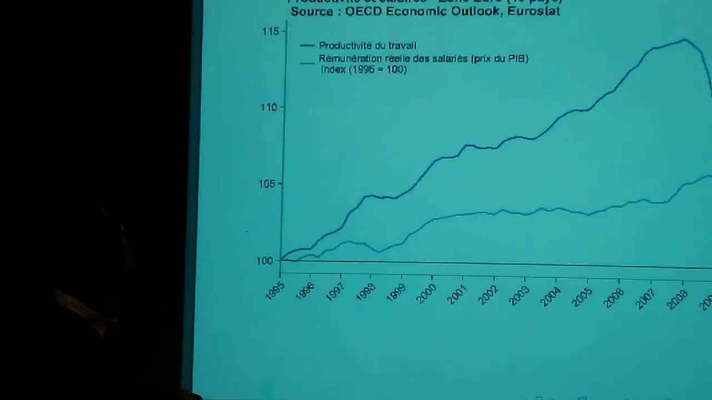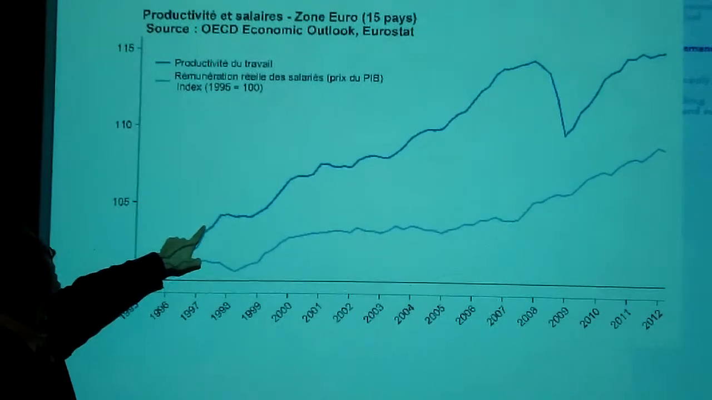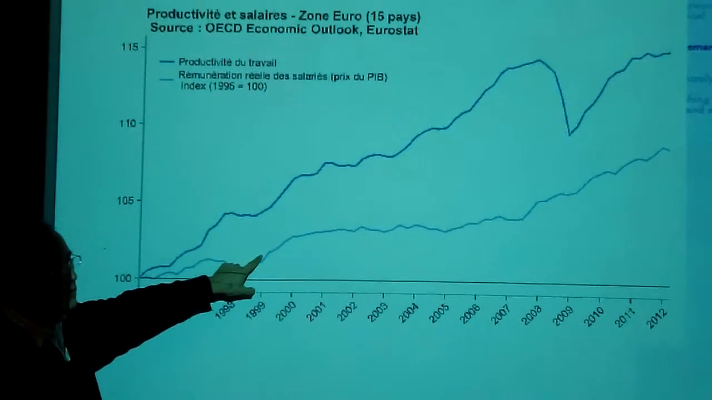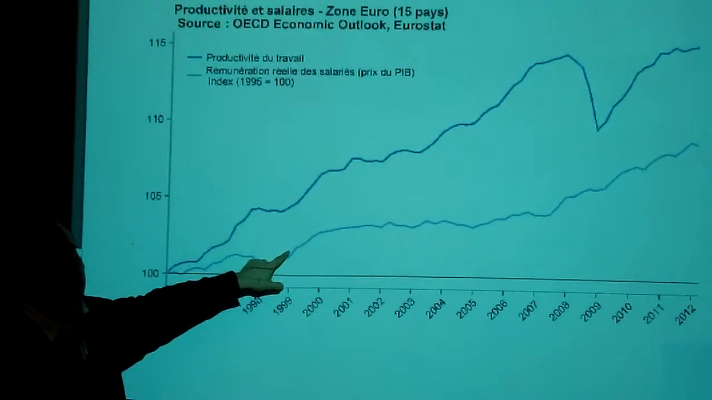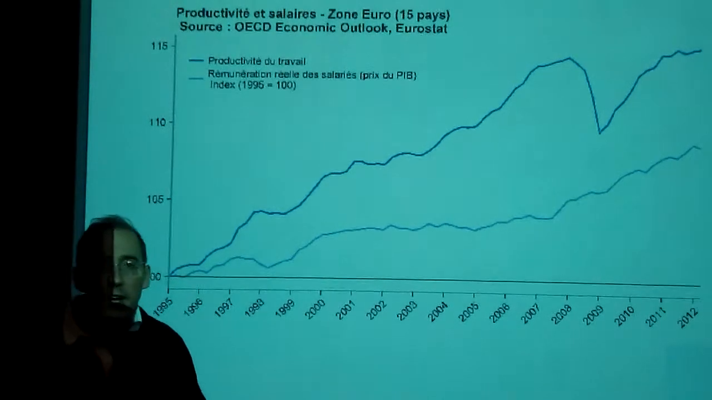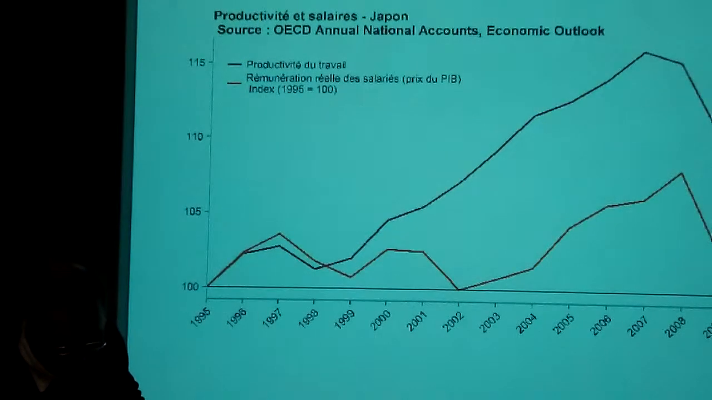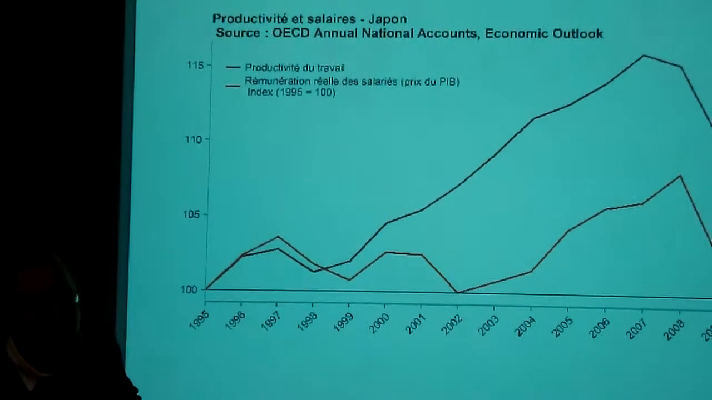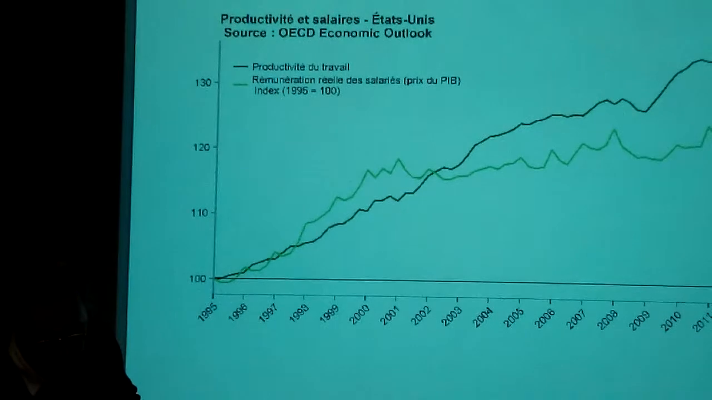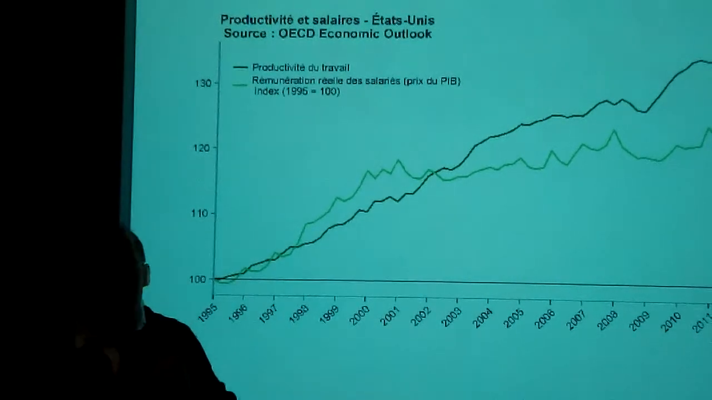Now, an example. So this is productivity in the Eurozone, labor productivity, and real wages. So do you really think that people are paid according to their labor productivity? Maybe you could say, well, this is just specific to the Eurozone. This is in Japan. And this is in the US. So in the US, we were at equilibrium somewhere here, roughly speaking.